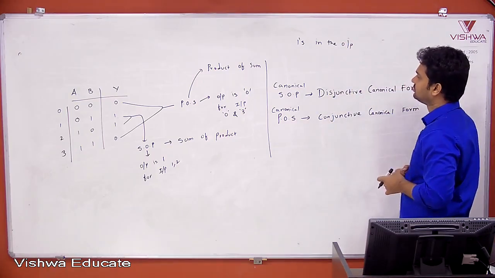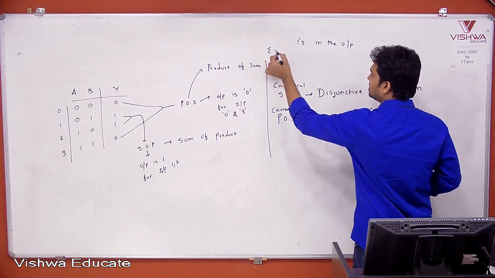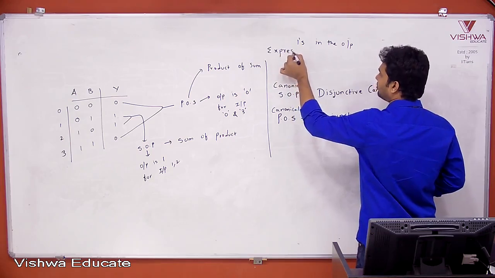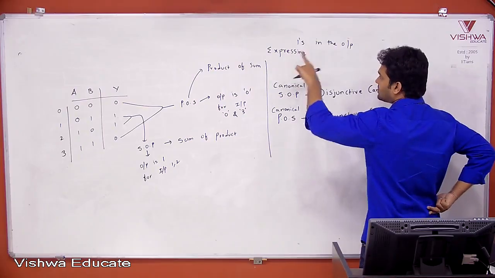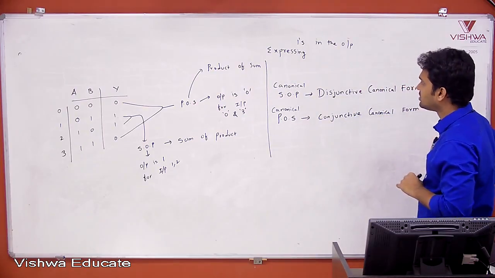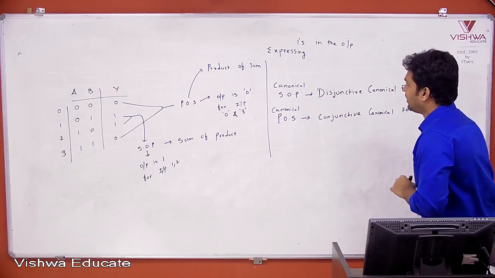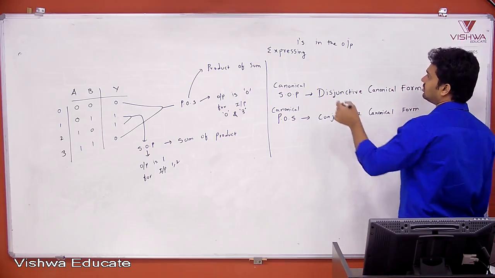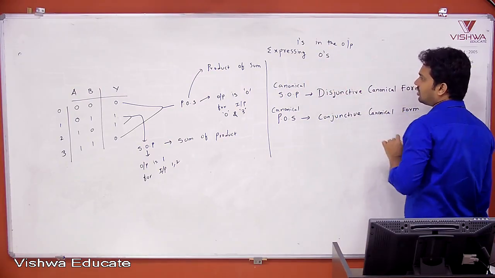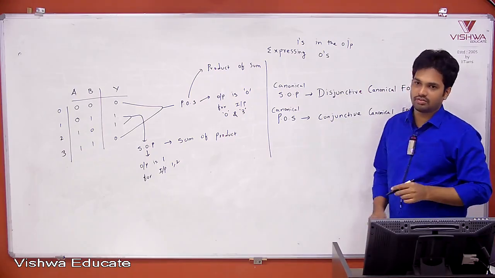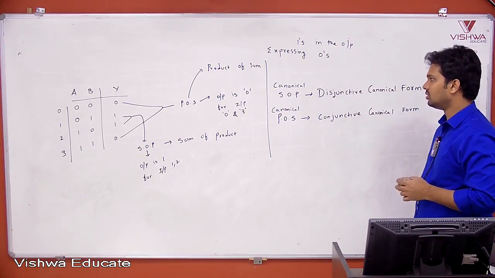Next line. POS is a way of expressing the function with zeros in the output.